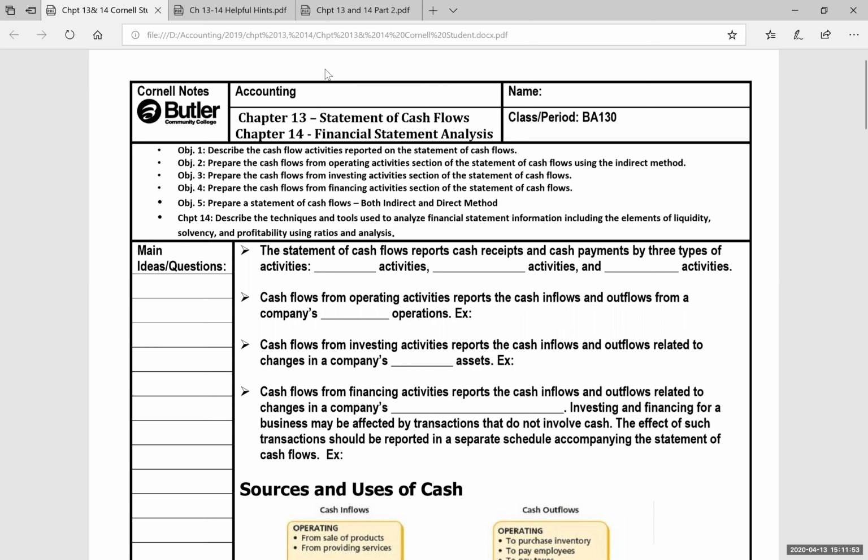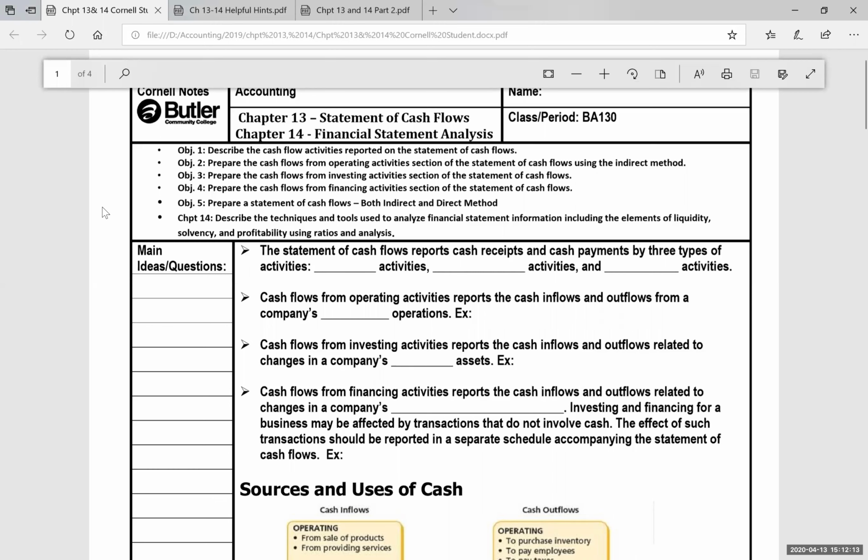I'm going to do this in two parts. Chapter 13 is finally we're getting to that fourth financial statement, which is the statement of cash flows. There's a couple different methods that I have to teach you on how to do that. And chapter 14 is all about financial statement analysis. So there's a bunch of different ratios and things like that that you'll calculate for me.